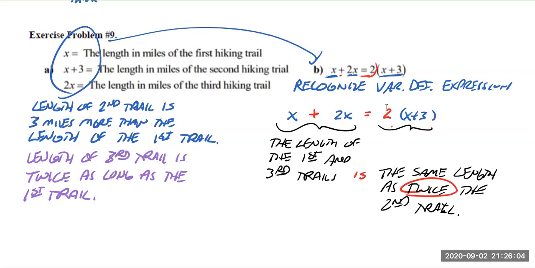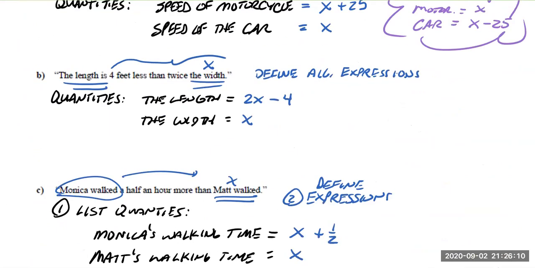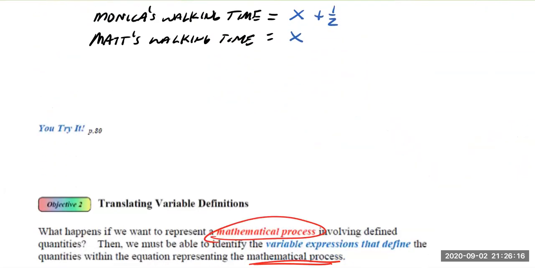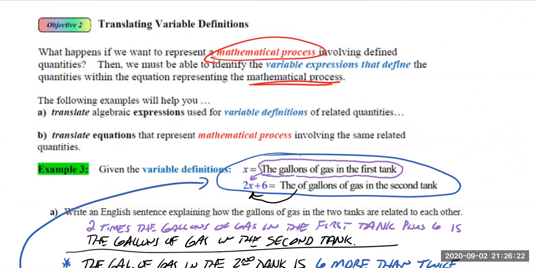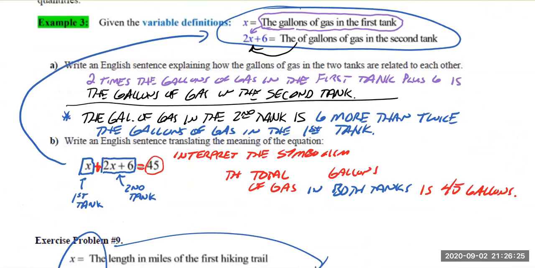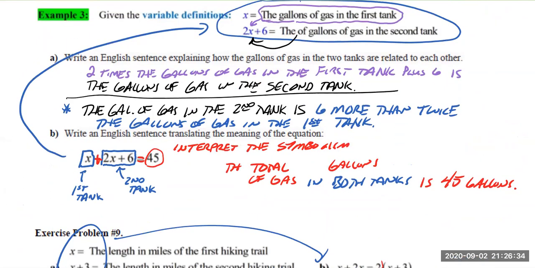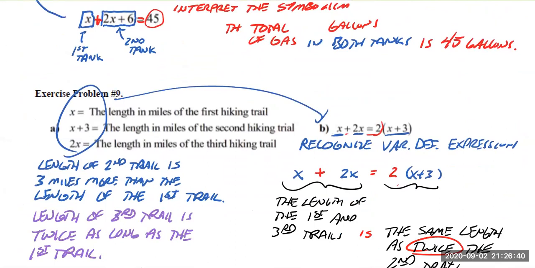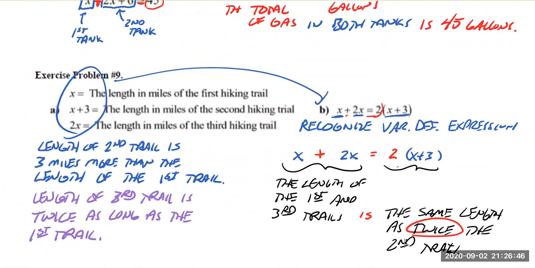All right, so again, direct relationships: how quantities are related to each other, and how do I understand variable definitions for direct relationships? And then the other type of interpretation, or translation in math, is equations, or mathematical processes involving quantities that are defined. As long as I can recognize the quantities in the equation, I'm just left to interpreting the symbolism in the math around it to understand what the equation is telling me to do with those quantities.